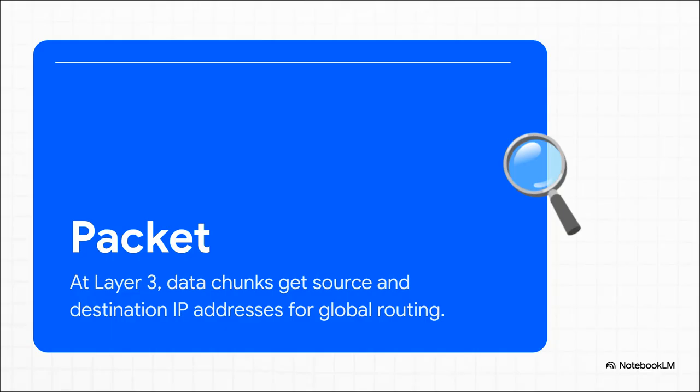Next is layer 3, the network layer. This is where the big global address gets slapped on. Each of those little chunks of data gets a new wrapper, turning it into what we call a packet. And that wrapper has the source and destination IP addresses. This is the full street address that routers all over the world use to figure out the absolute best path for your data to take across the internet.